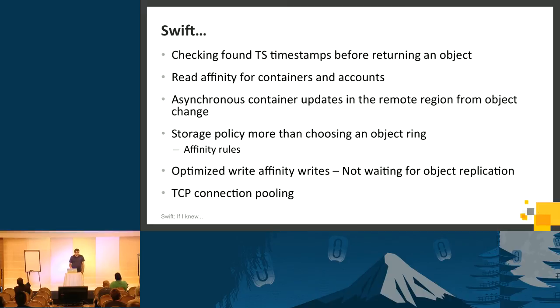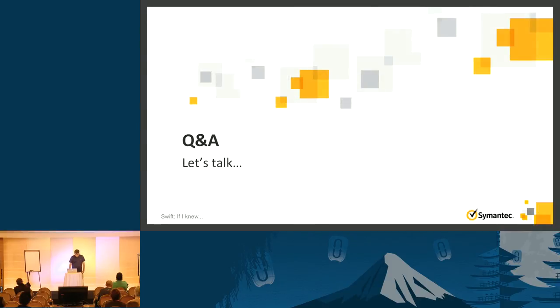And also the other potential improvement is TCP connection pooling, where if we keep these connections established, we don't have to wait double the RTT. We could just wait single for the cross data center connections. So that would cut operations in half, potentially. Any questions?